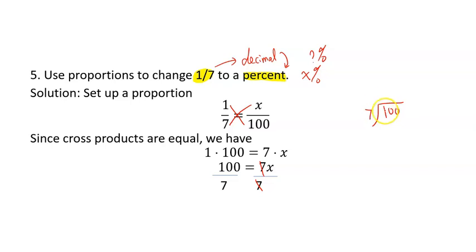Now 7 doesn't go into 1, but 7 goes into 10 one time. 1 times 7 is 7. 10 minus 7 is 3, and bring down the 0. 7 goes into 30 4 times, and 4 times 7, 4 sevens are 28.